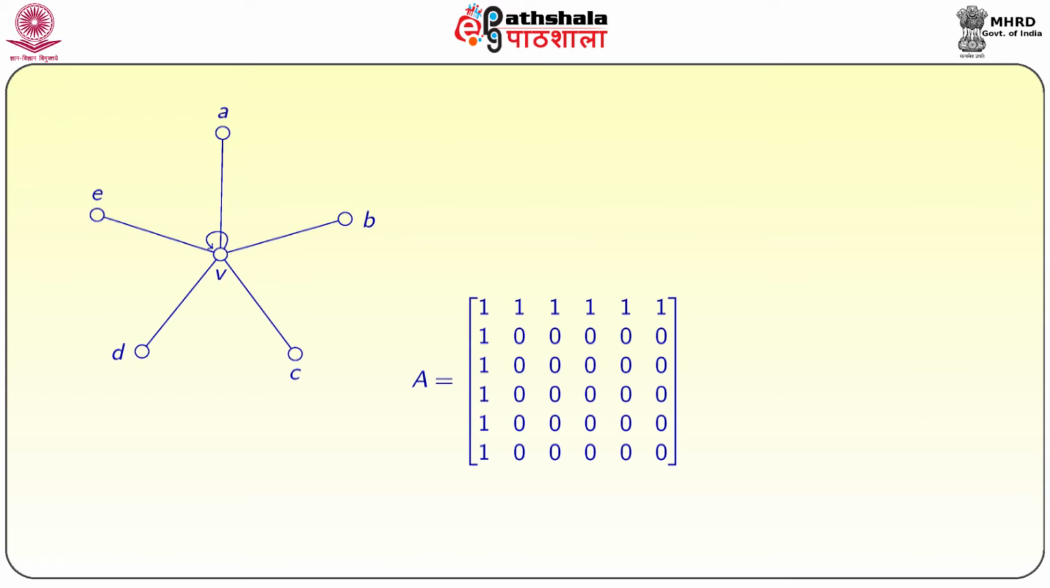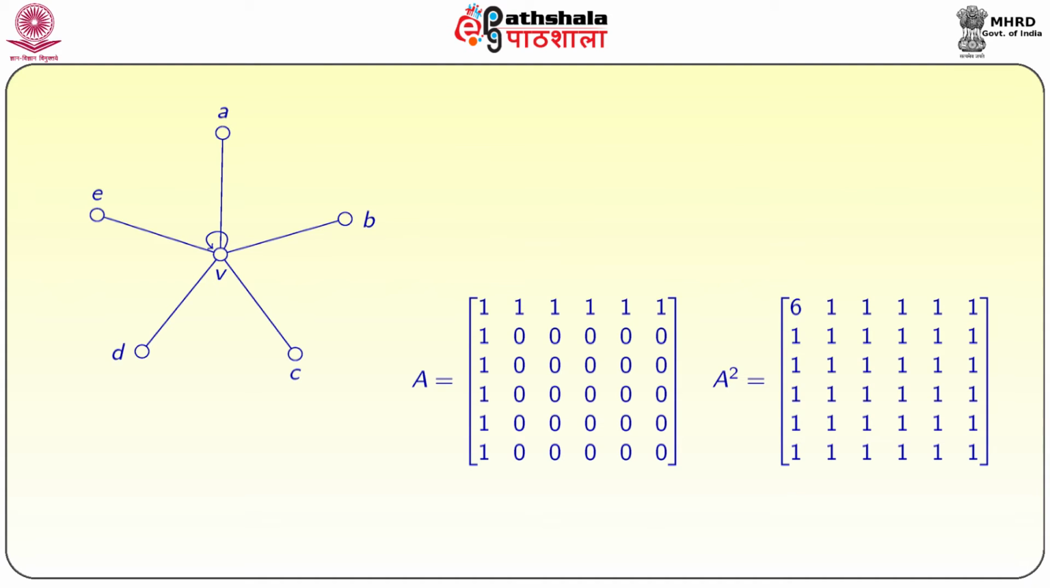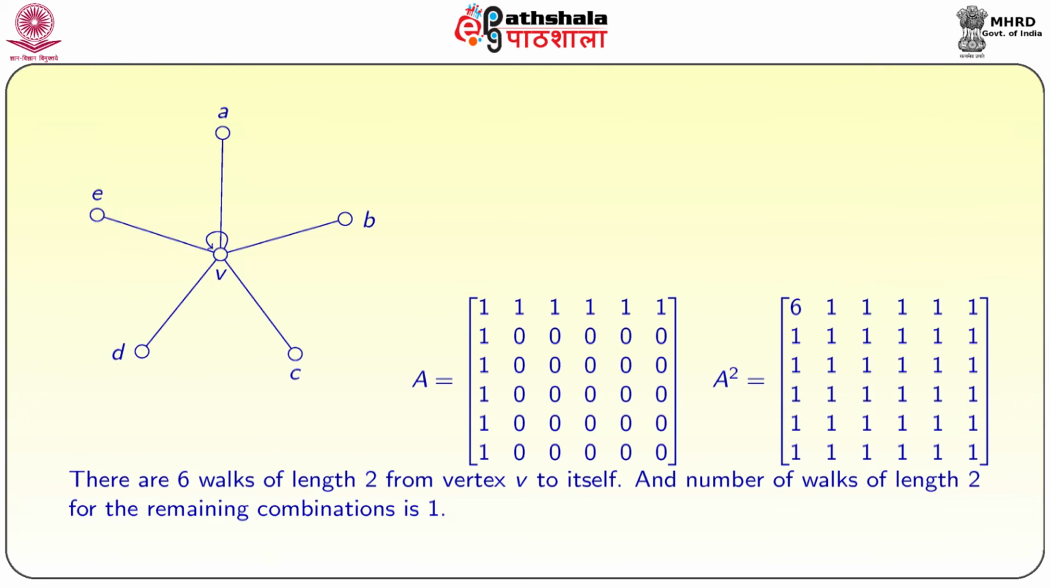So, the adjacency matrix of this graph is like this, and one can verify easily that A square is a positive matrix. It is also easy to verify in graph theoretic terms. There are 6 walks of length 2 from vertex v to itself, and the number of walks of length 2 for the remaining combinations is 1. That is why we have those numbers in A square.